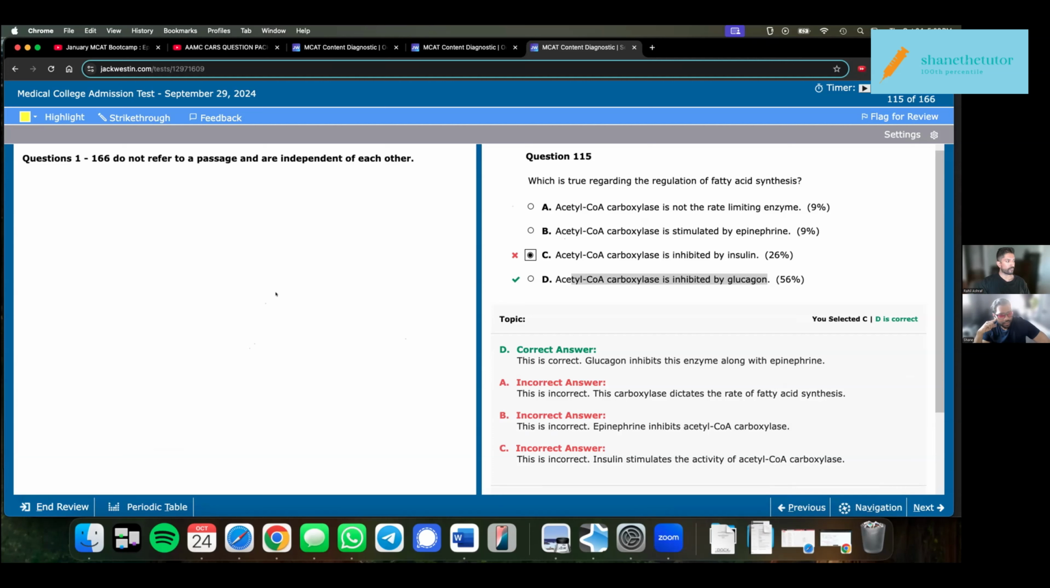Yeah, so let's see. The rate limiting enzyme, the acetyl-CoA carboxylase should be the rate limiting enzyme, because it's the thing that carboxylates the acetyl-CoA, which is involved in the fatty acid synthesis. And let's see, the carboxylase is stimulated by epinephrine, or it's inhibited by insulin, or it's inhibited by glucagon.